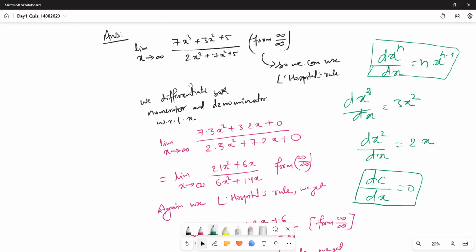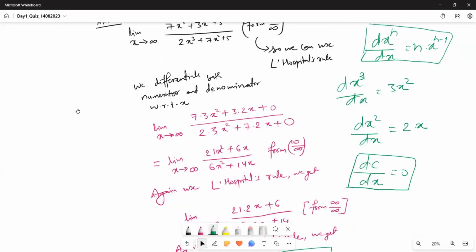So when you differentiate this, you get 7 times 3x square plus 3 times 2. The power n here is 2, so 2 times x to the power n minus 1, that is 2 minus 1, which is 1, and this is a constant. The derivative of a constant is 0. Similarly, we'll do the derivative of the denominator, and when you do this mathematical calculation, we have 21x square plus 6x over 6x square plus 14x.